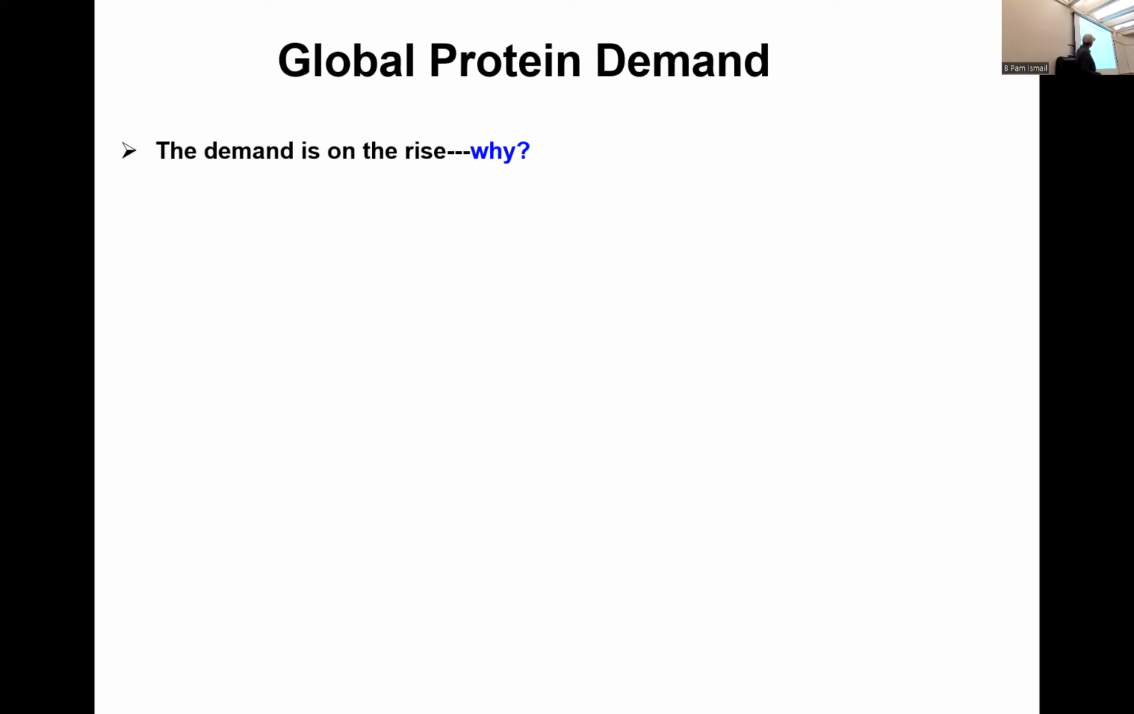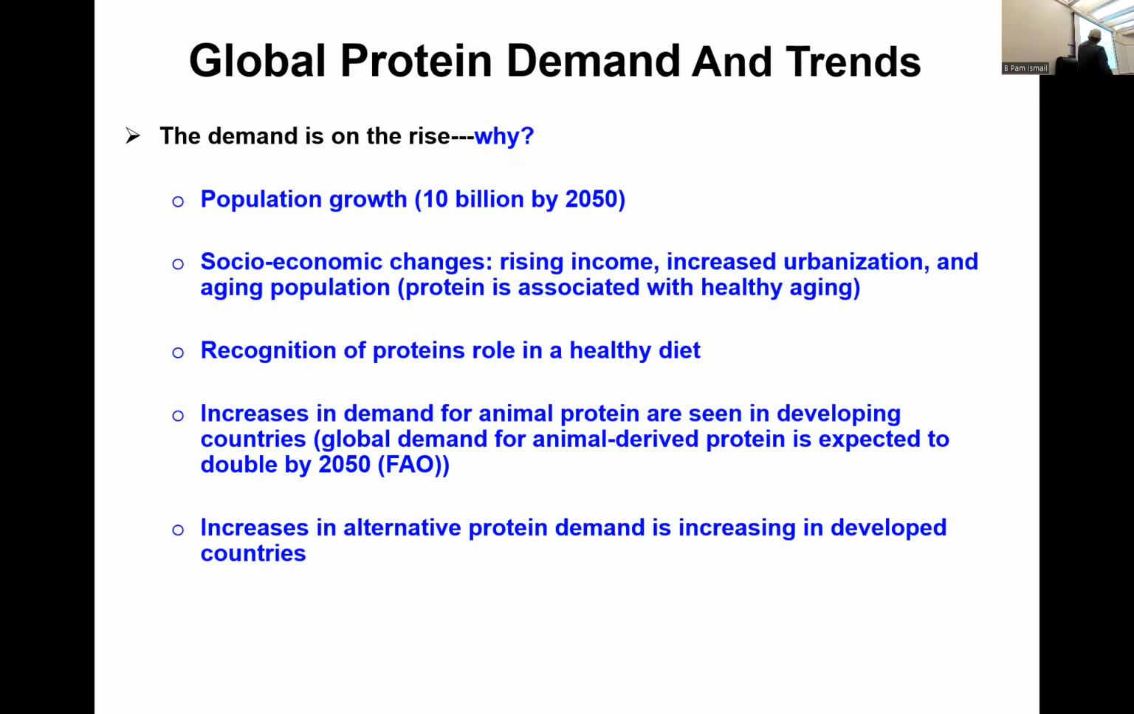But if we think of animal proteins in developing countries, they're increasing the consumption of animal protein. We have changes in socioeconomic status. We have higher income, so we can afford animal protein more now. We are realizing the importance of proteins as part of a healthy diet. So aging population, preventing the degradation of the muscles.